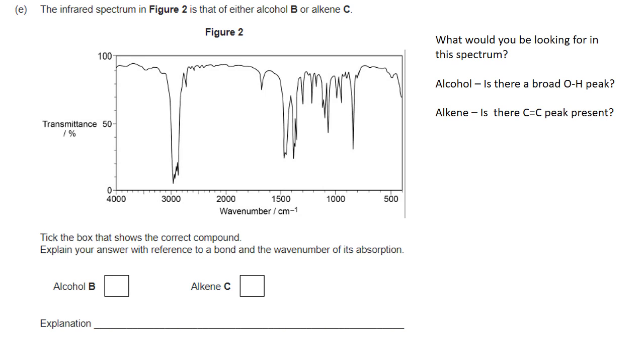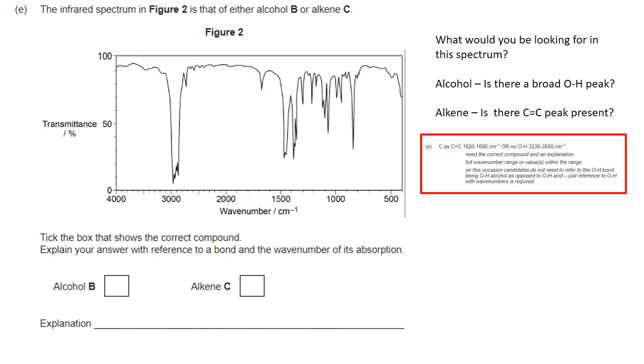So how did you get on? You should have identified that it was an alkene, and you could have justified it in two different ways. You could identify that there was a C=C peak between 1620 and 1680, or you could say there was an absence of an OH bond because there was no peak between 3230 and 3550. Now they expect you to get it right and then reference the correct wavenumbers, okay?